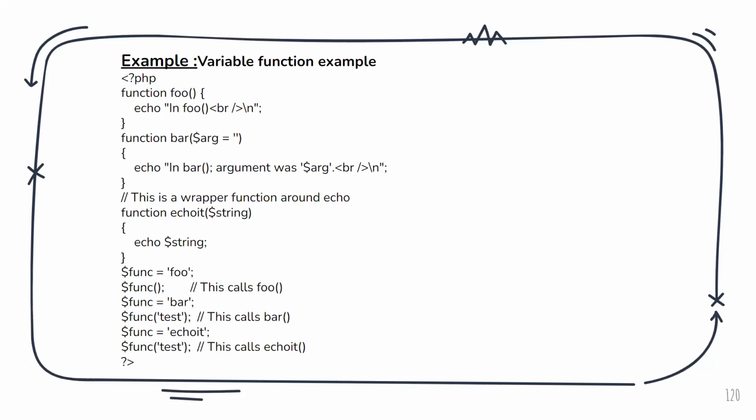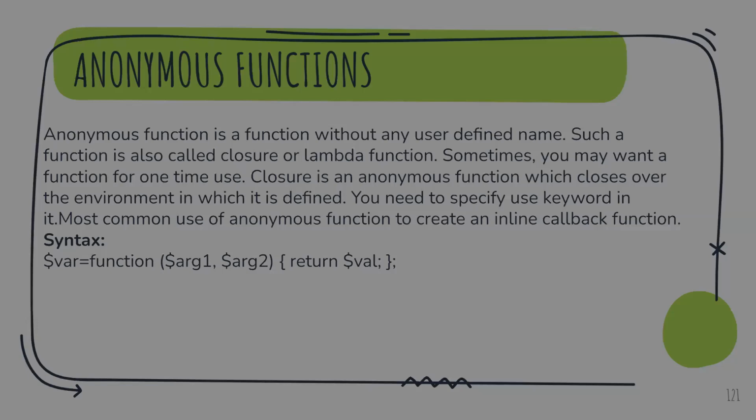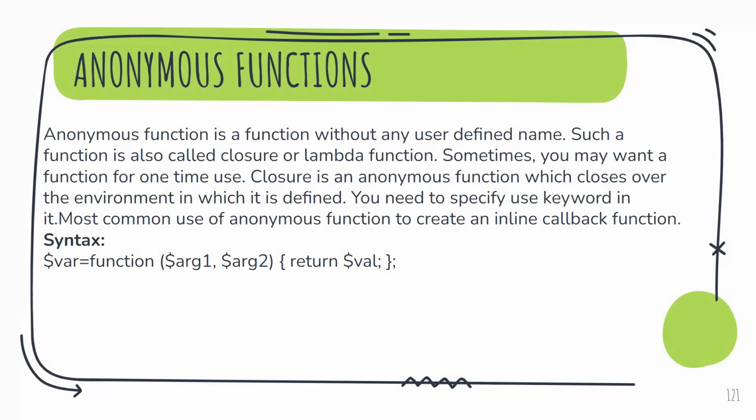Next goes the anonymous functions. Some PHP functions use a function you provide them with to do part of their work. An anonymous function is a function without any user-defined name. Such a function is also called a closure or lambda function. Sometimes you may want a function for one-time use. A closure is an anonymous function which closes over the environment in which it is defined. You need to specify the use keyword in it. The most common use of anonymous functions is to create an inline callback function. The syntax of the anonymous functions is displayed here.